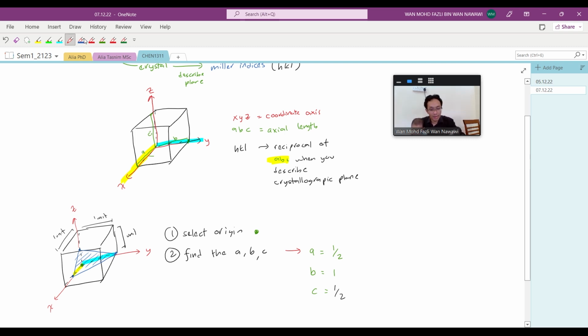In order to find the HKL, you need to take the reciprocal. So instead of 1/2, it is 2/1. Take the inverse of that. So you get the HKL as 2, 1, 2. And then you put parentheses. The most important thing when you describe the Miller index is that you need to use the parentheses.